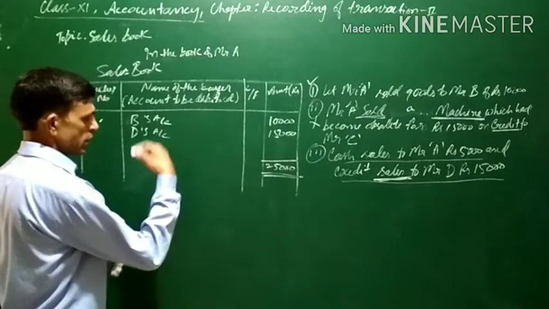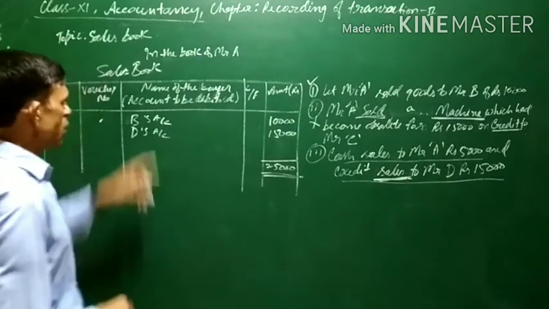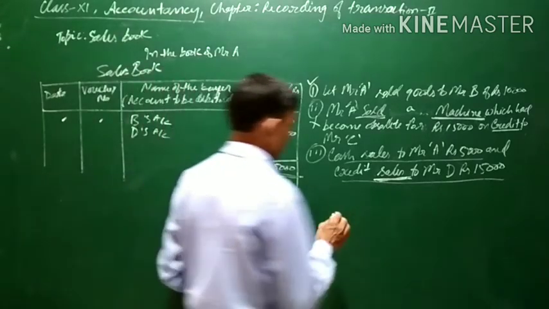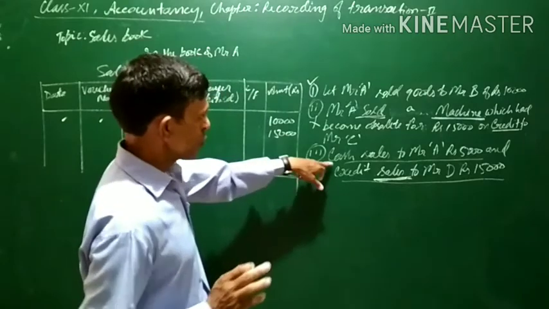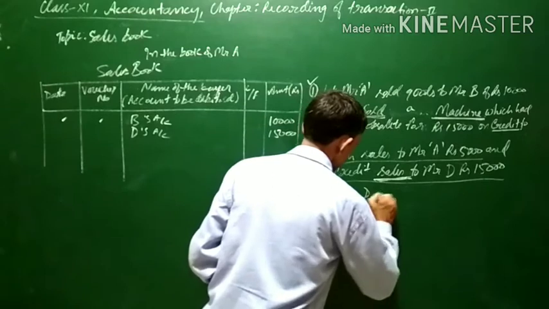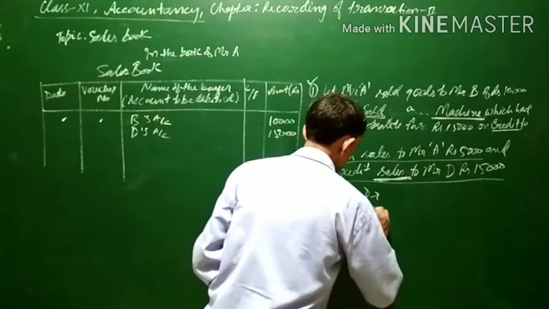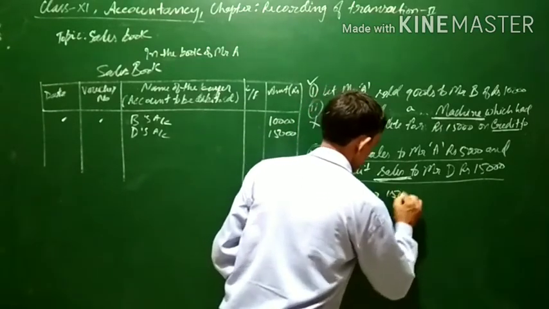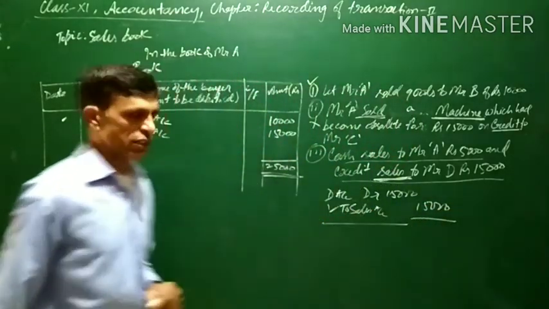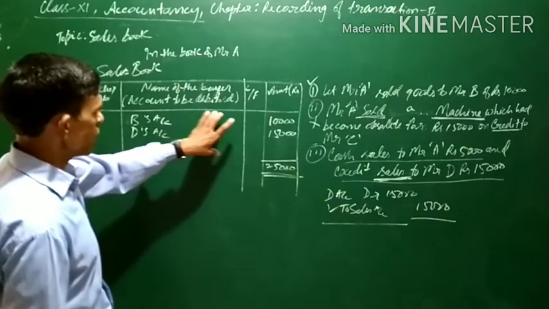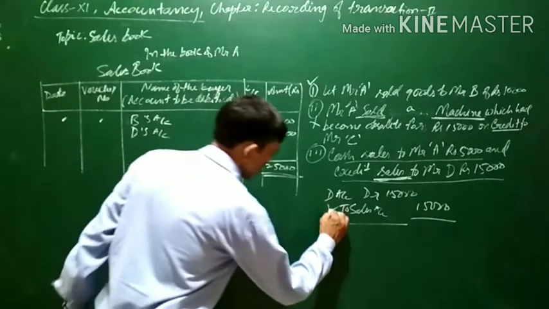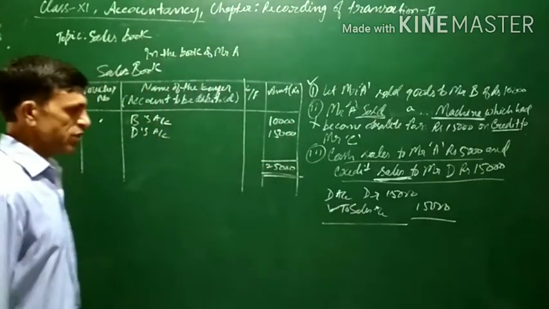Now the total will again be calculated, and the total of the sales book is transferred to the sales account at a particular period of time. Now see what happens when a credit sale is done. Suppose a credit sale to Mr. D. Here the entry will be D's account debit to sales account. This is the actual entry. So when sales are made, the sales account is credited. That is why the total of the sales book is transferred to the sales account after a particular period, because the sales account is credited when sales are made.